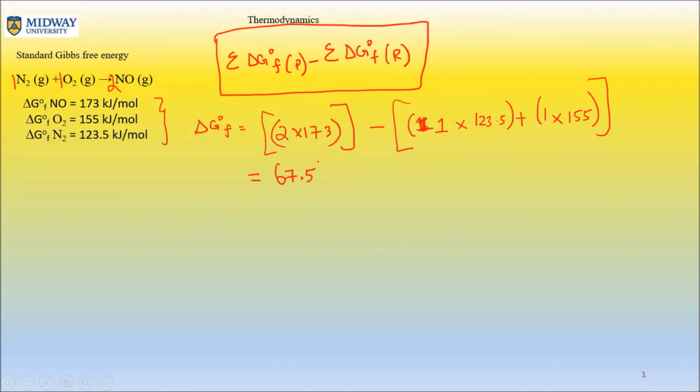I mean, do you think this reaction is spontaneous or non-spontaneous? Think about it. No sign means it's positive. And I said if delta G0 is positive, it means it's non-spontaneous. And if it is negative, it means it's spontaneous. Clearly, this value is positive, so it's non-spontaneous.